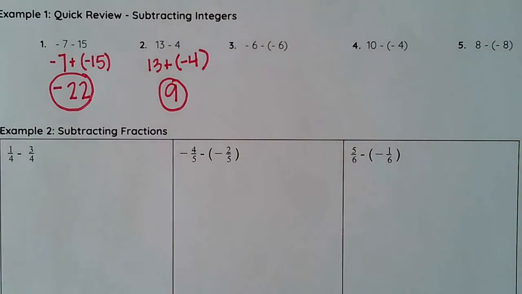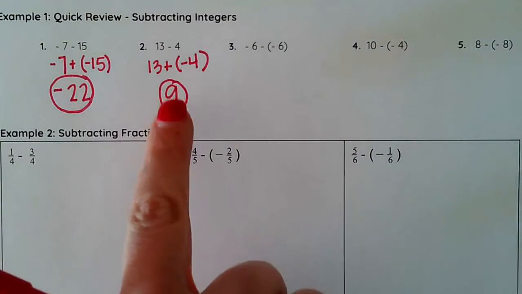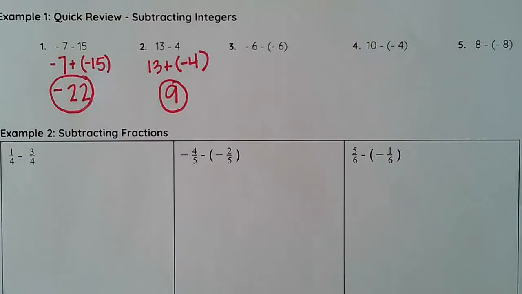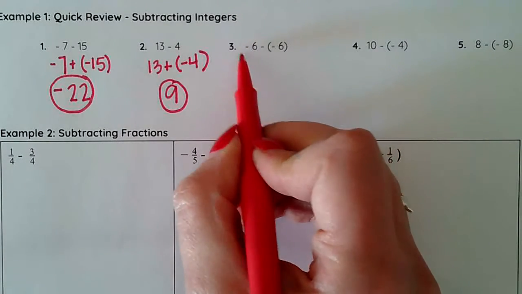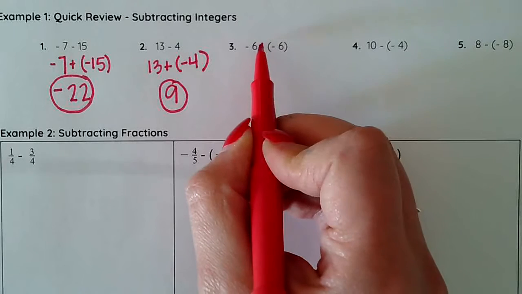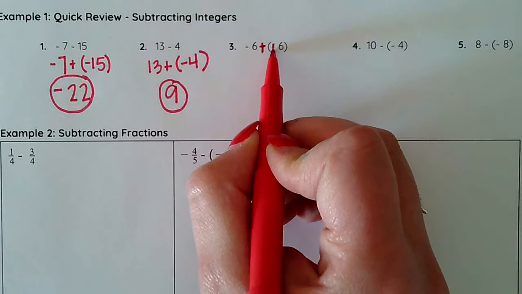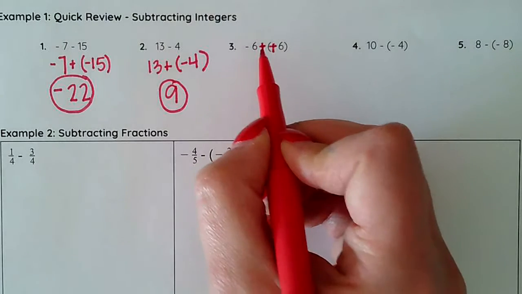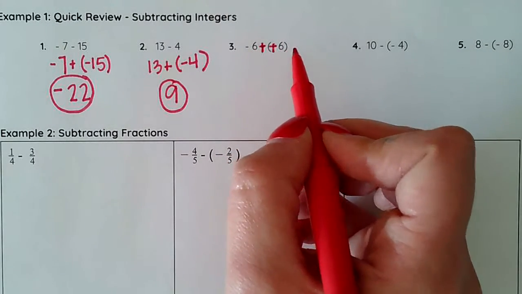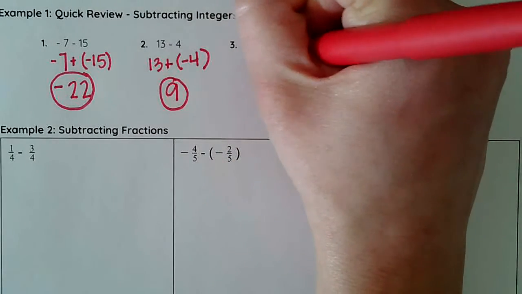Here again, keep that first number the same. If you don't want to rewrite the problem every time, you don't have to. This one's a simple one. Keep that the same. Add the opposite. The opposite of -6 is +6. So if I have -6 plus +6, that'll get me 0.